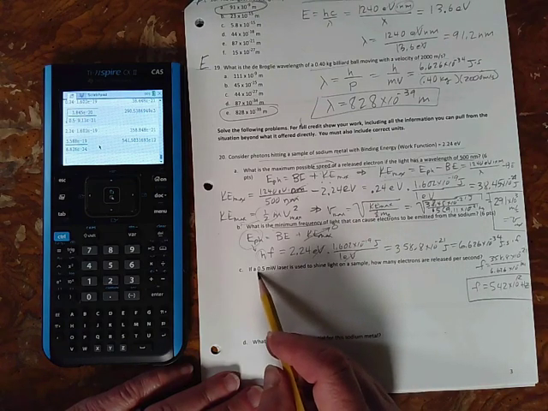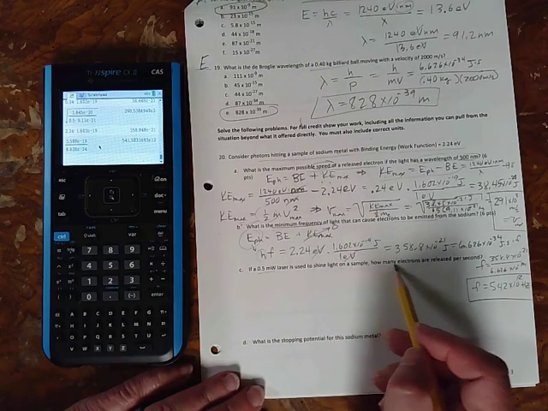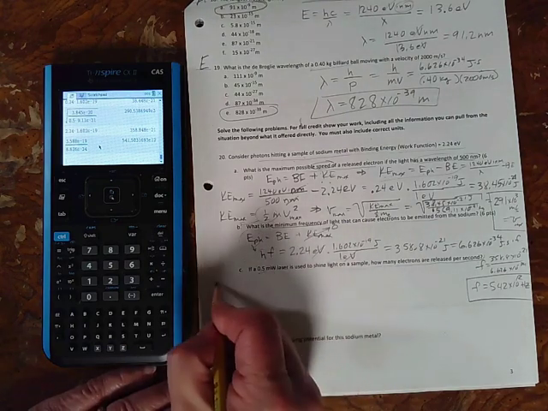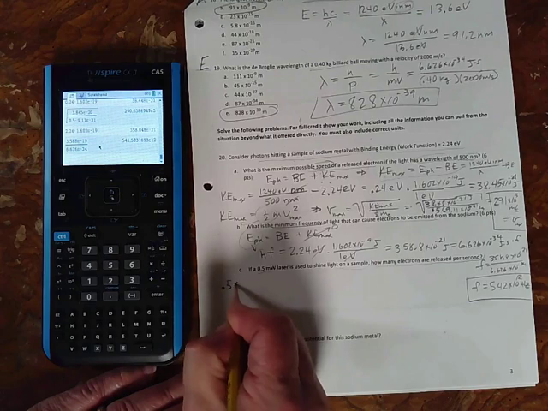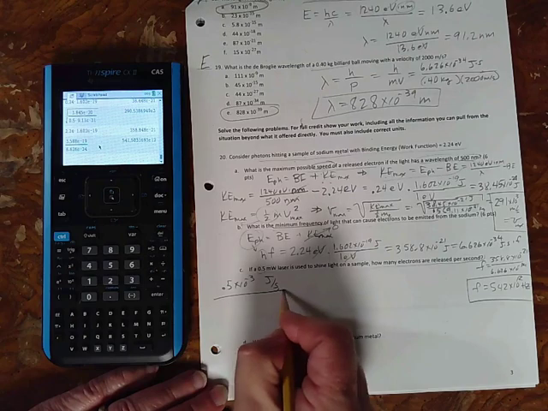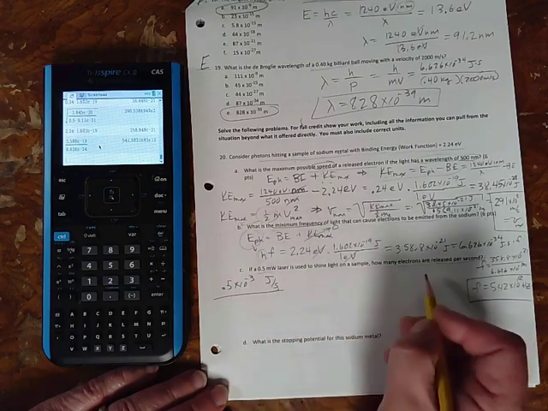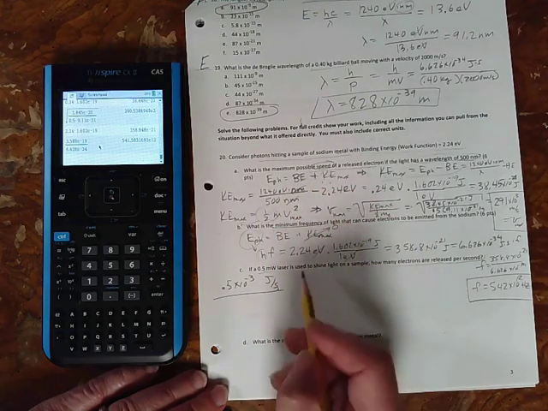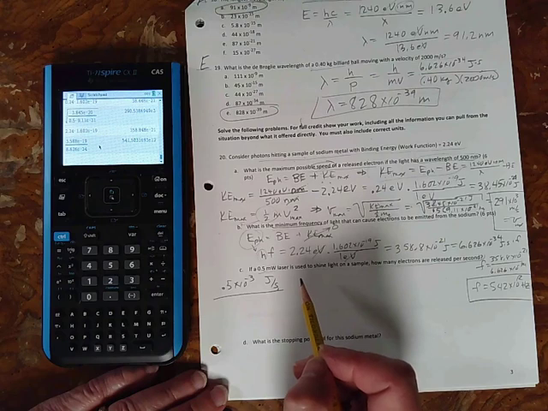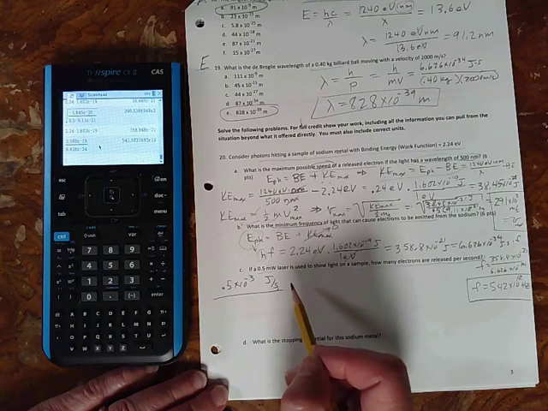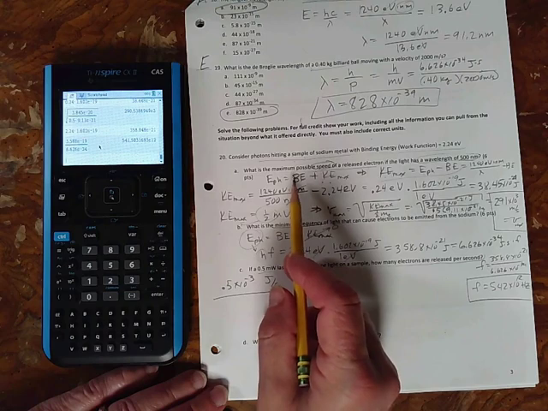If a 1/2 milliwatt laser is used to shine light on the sample, how many electrons are released per second? All right, so this is watts. A watt is a joule per second, so we have 0.5 times 10^-3 joules every second sent in. To get each electron, though, each electron has to have a photon. And each photon, did I calculate the energy of a photon in joules? Okay, we're going to have to know the wavelength.